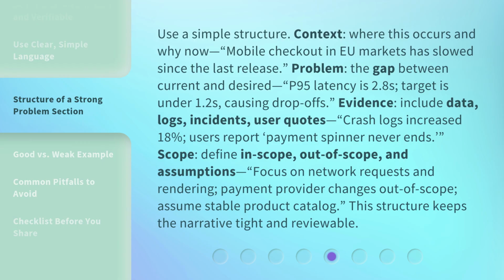Use a simple structure. Context: where this occurs and why now. Mobile checkout in EU markets has slowed since the last release. Problem: the gap between current and desired P95 latency is 2.8s. Target is under 1.2s, causing drop-offs. Evidence: include data, logs, incidents, user quotes. Crash logs increased 18%. Users report, "payment spinner never ends."